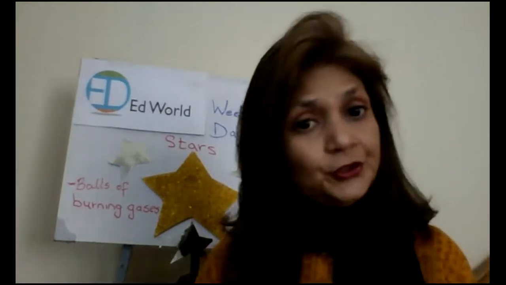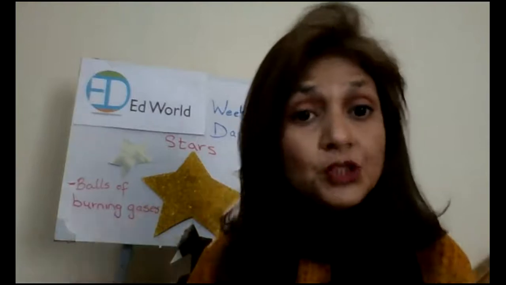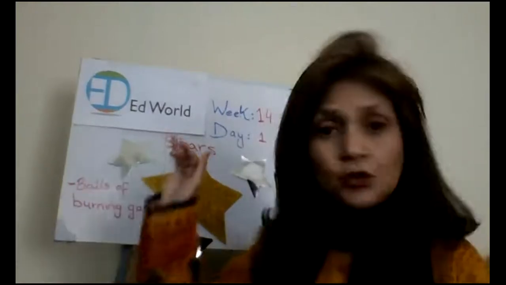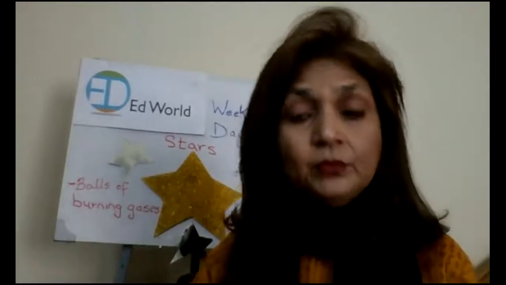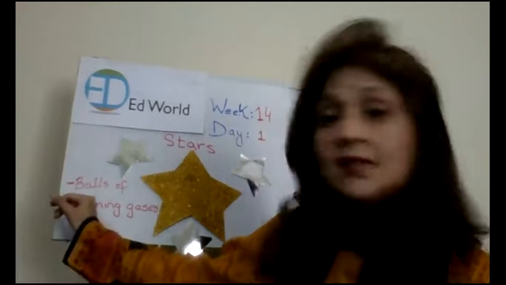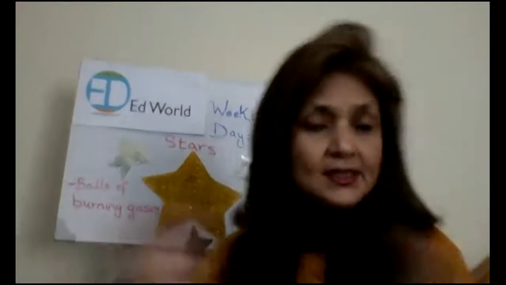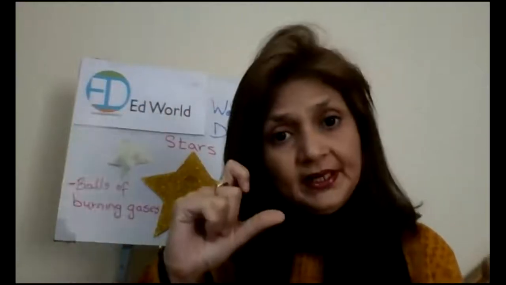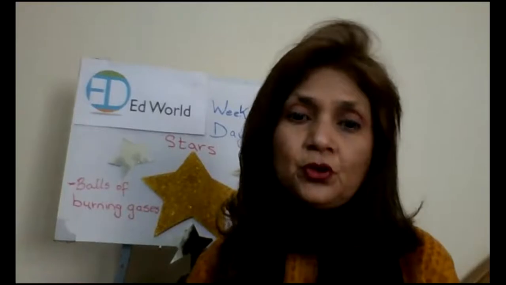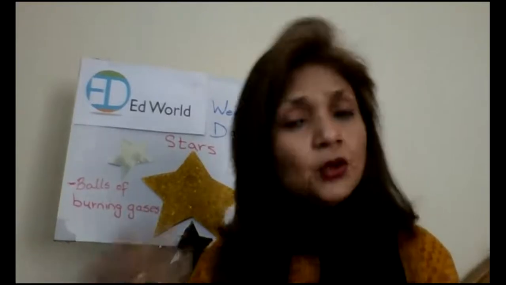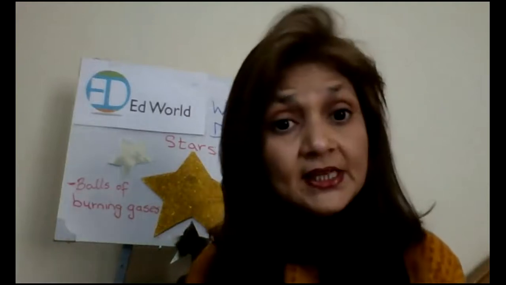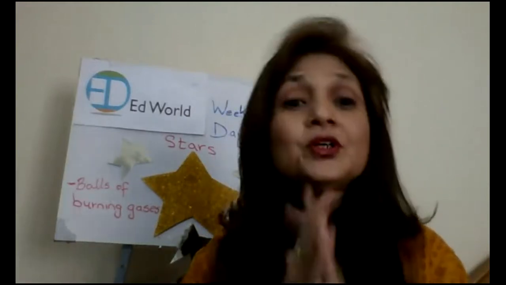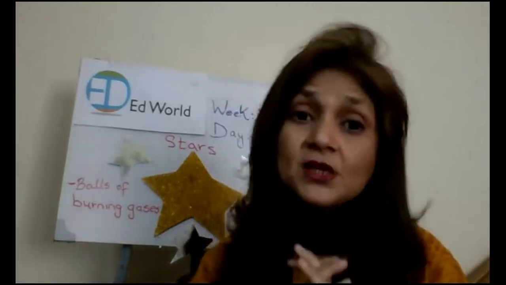Now is the time for you to do the class task. What you are going to do? You are going to draw stars like I have drawn on my board, and you are going to write down what stars are. Stars are balls of burning gases. You will draw one or two pictures of stars, or you can show a night scene also in your notebook. Since it's writing and drawing, I'm going to give you 12 minutes for this task, and your time starts now.